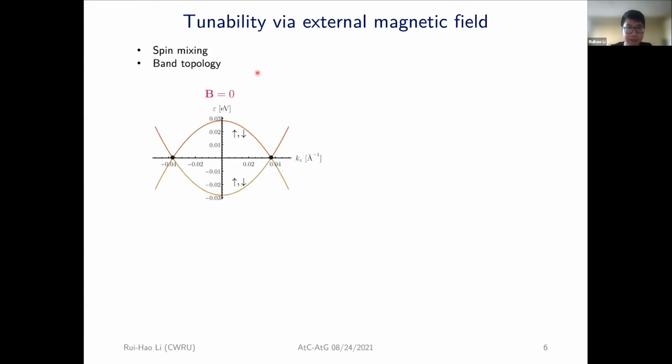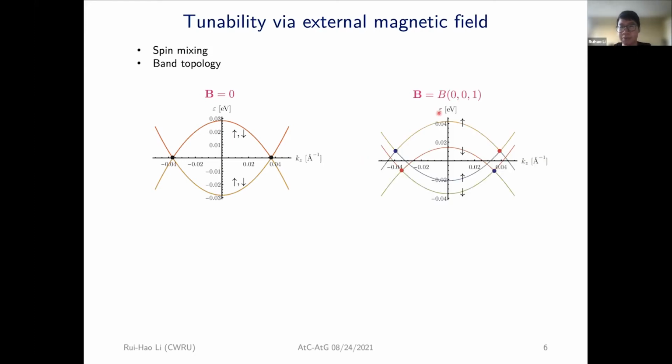Without any magnetic field, as I said before, both the conduction and valence bands are spin degenerate. In this case, you have two Dirac points on the kz axis. Now if you apply a B field, say in the z direction, because it breaks time reversal symmetry, it lifts the spin degeneracy of the bands. But in this case, each band is labeled with a definite spin, so there's no spin mixing. What it also does is that it splits each Dirac point into two Weyl points of opposite chiralities.